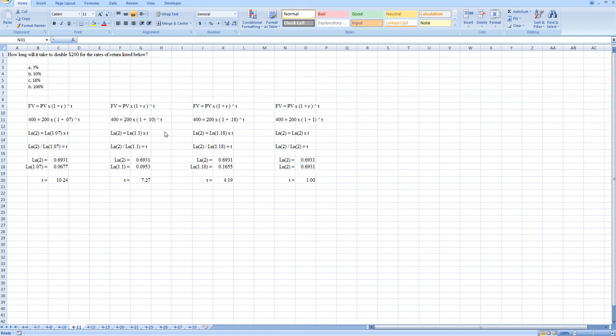For 10%, we do the same. The only difference is rather than 0.07, we set up for 0.10, representing 10%. The math is all the same. We divide 200 into 400, which is 2. So we take the ln of 2 and the natural log of 1.1, same steps. So we've already found the natural log of 2, and this carries over throughout all of them.